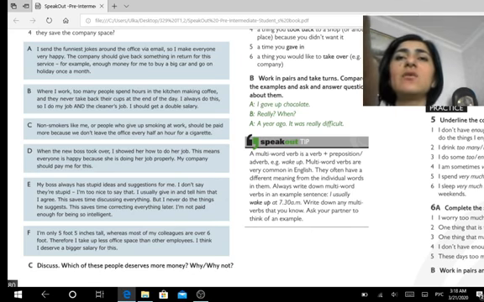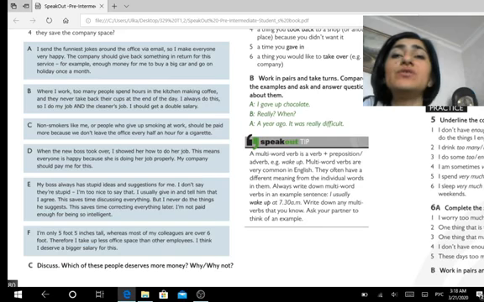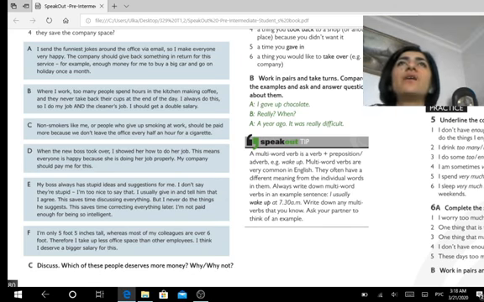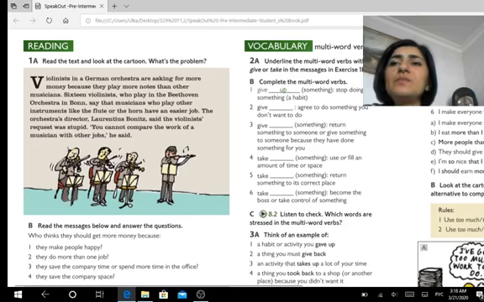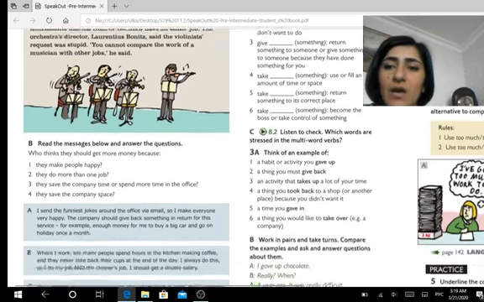Like, let's look at A. You see the second sentence: The company should give back something in return for this service, and so on. So you read the whole extract and try to find out what "give back" means. So after guessing the meaning, you can easily go back to B, and you can easily find the meaning of it, reading your definition. Okay?